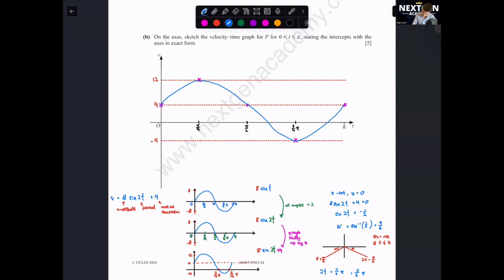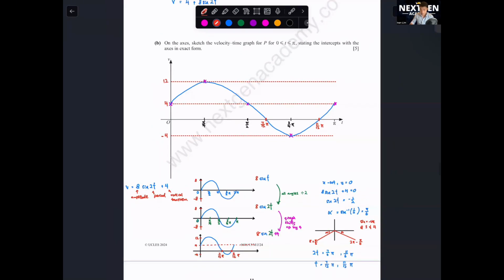Then you see the 2 points. Remember the 2-point intersection? This one you have to label down. So this is 7 over 12 pi, and this is 11 over 12 pi. This question, tough. It's a tough trigo graph question. If you look at this paper, a lot of differentiation, a lot of trigo. You realize that? 5 marks. I'll send this paper to you all later.